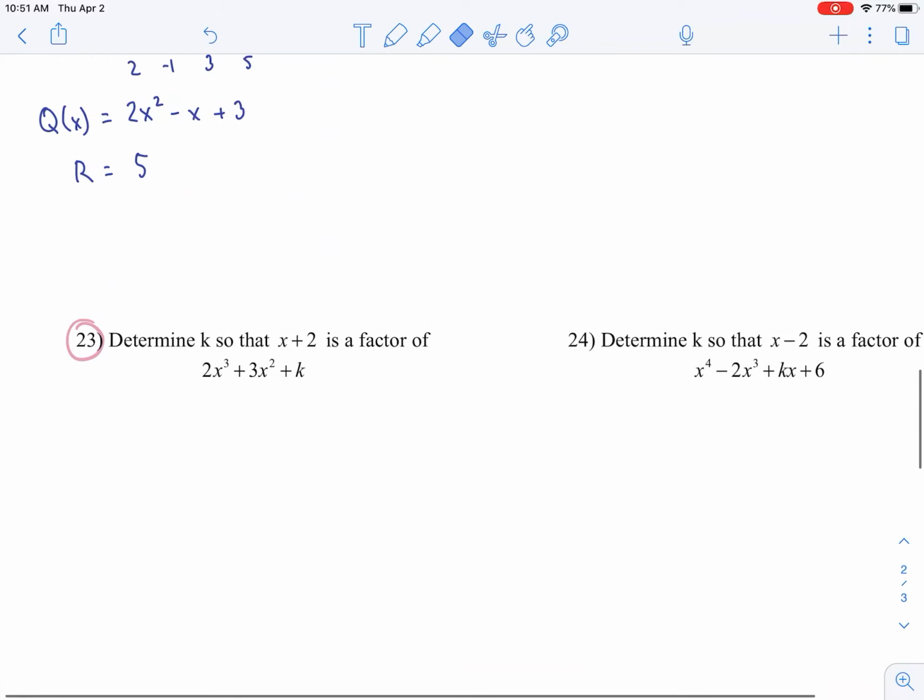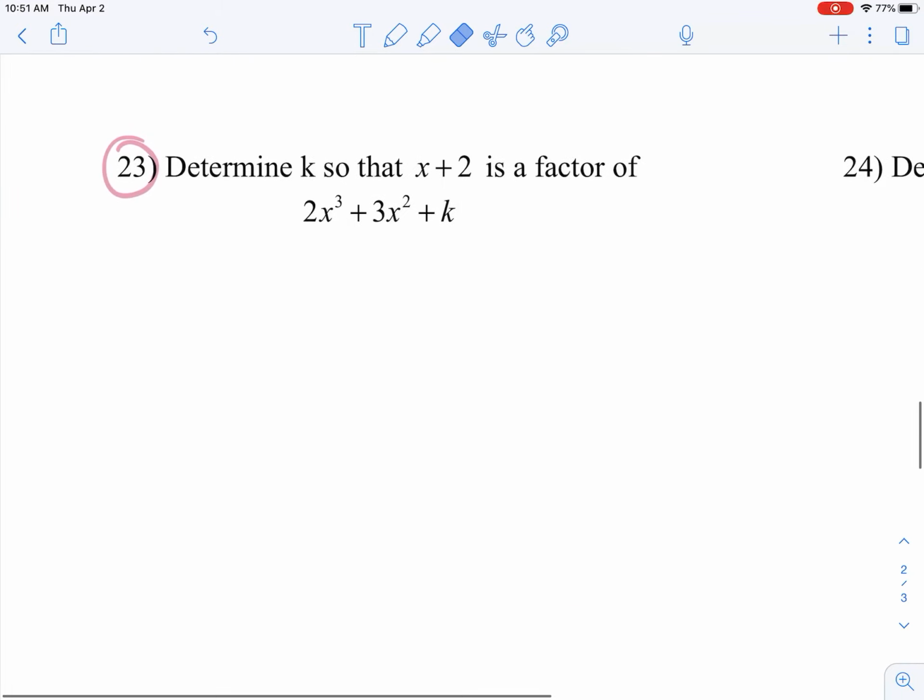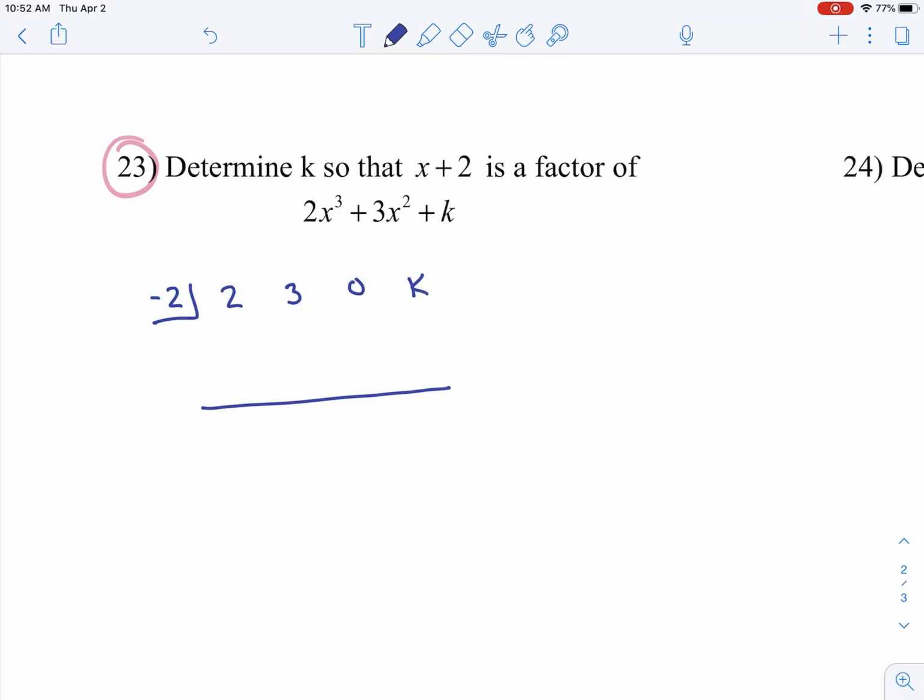Okay, one last one for me to try. It's got a k in it. I know how you love those k problems. Let's see. Find k so that this is a factor of this polynomial. So the divisor is a factor. That means my remainder, if it's a factor, is 0. There's my root. Write out all of my coefficients: 2x cubed plus 3x squared plus, don't forget placeholder, 0x plus k.